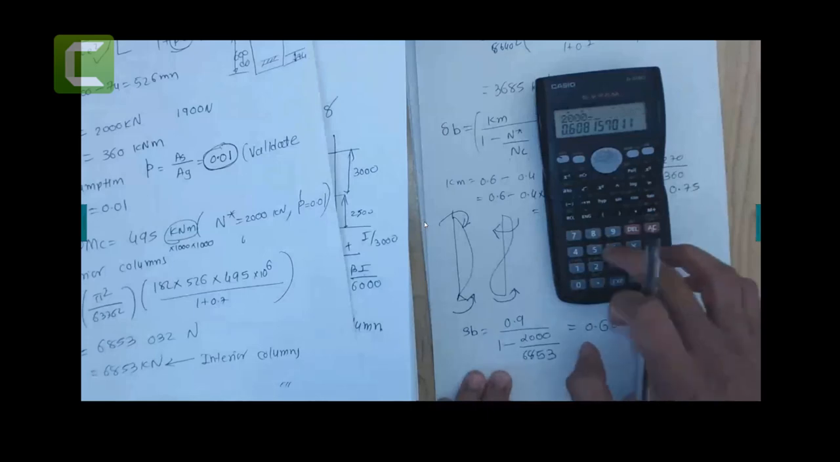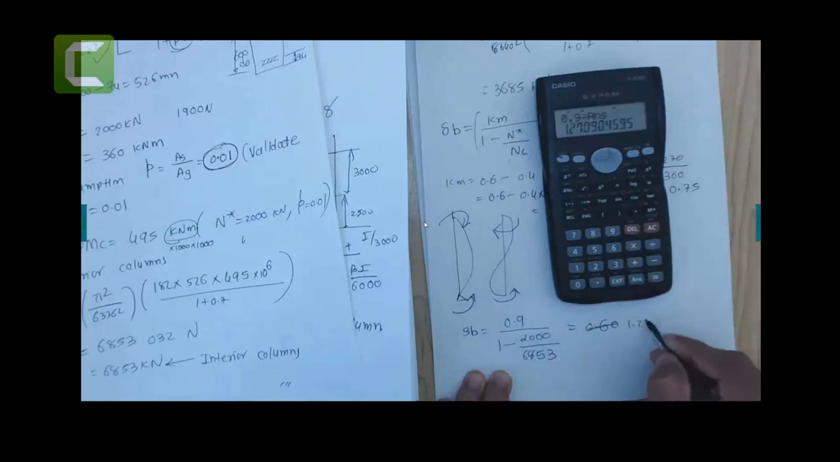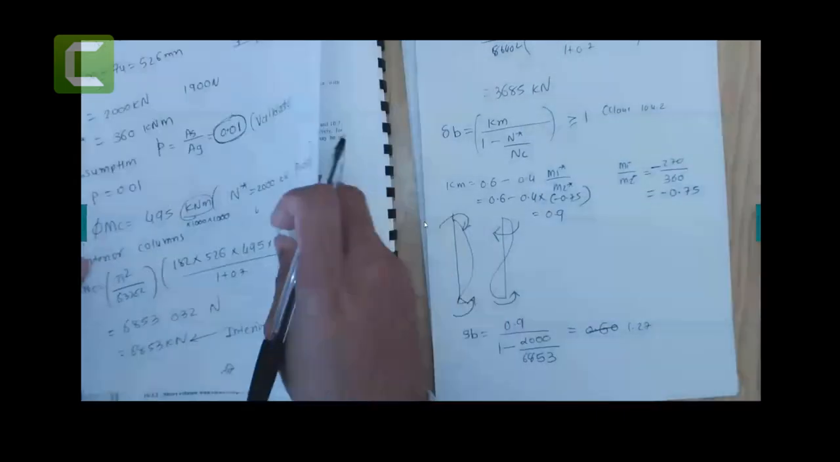2000s divided by 6853, one take away the answer, then 0.9 divided by that answer, and you get 1.27. Now look at these conditions here.